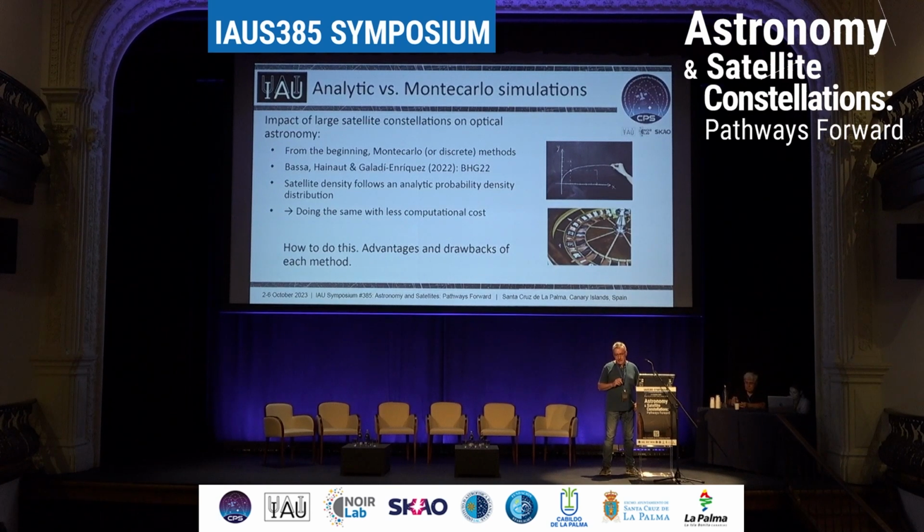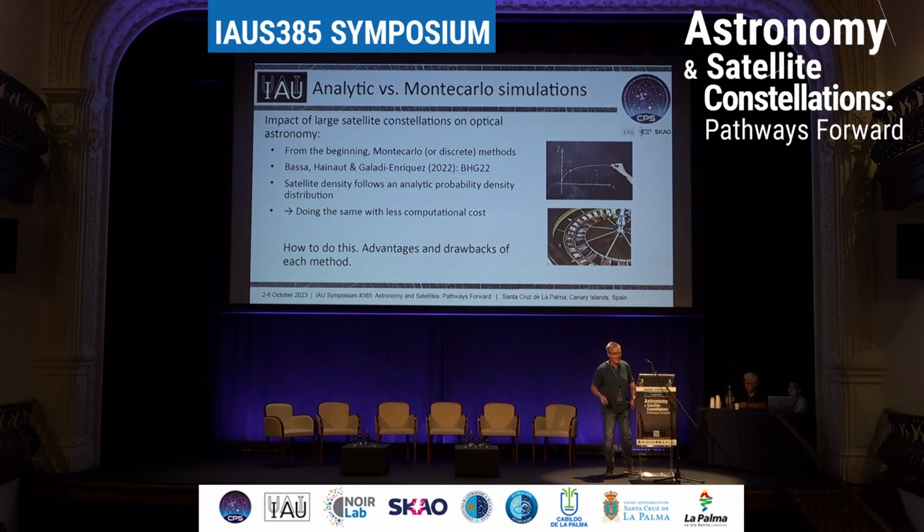But last year, Kees Bassa, Olivier Hainaut, and myself published an article. I will refer to this article in the slides as BHG22, but in my speech, I will say simply the article, all right? So in the article, we showed that satellite density follows an analytical probability density function. This opens new doors to performing simulations in a very different way. I will explain how to do this and which are the advantages and drawbacks of each of the methods, the analytical one and the Monte Carlo.